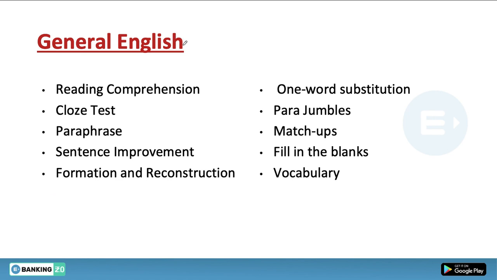Now, talking about the general English, you will have to study reading comprehension, cloze test, paraphrase, sentence improvement, formation and reconstruction, one word substitution, para jumbles, matchups, fill in the blanks, and vocab.